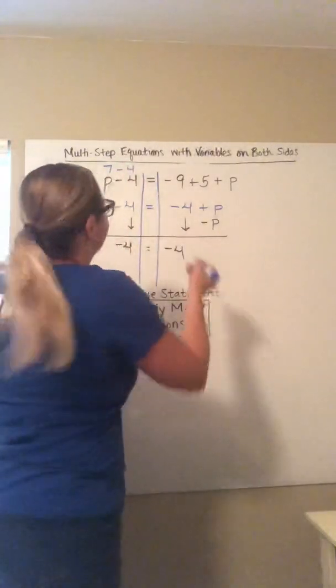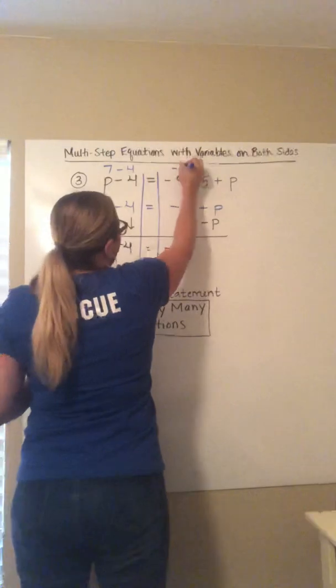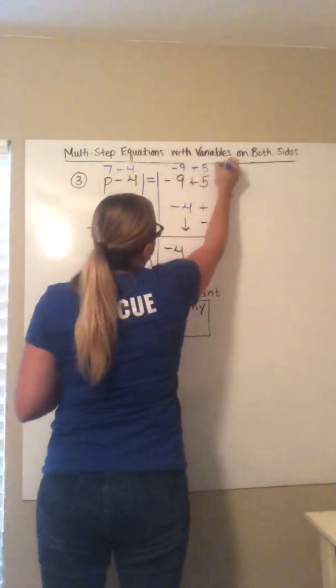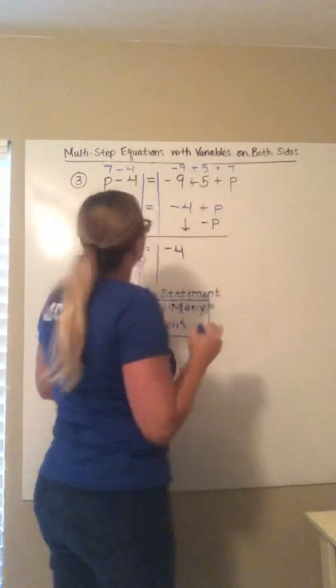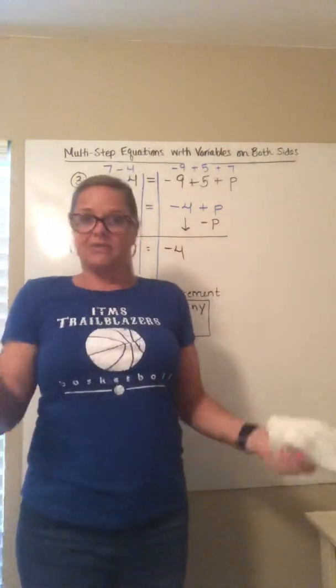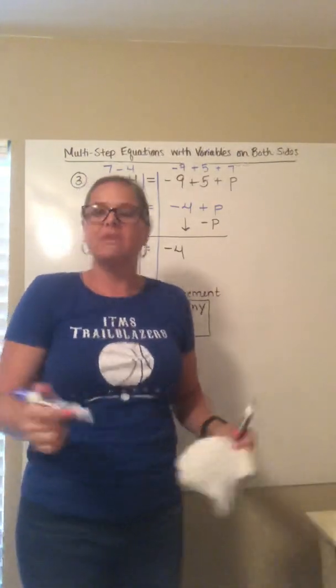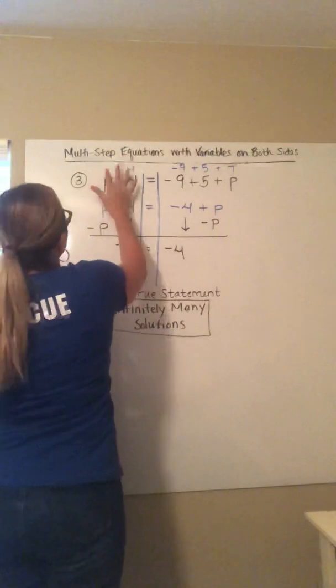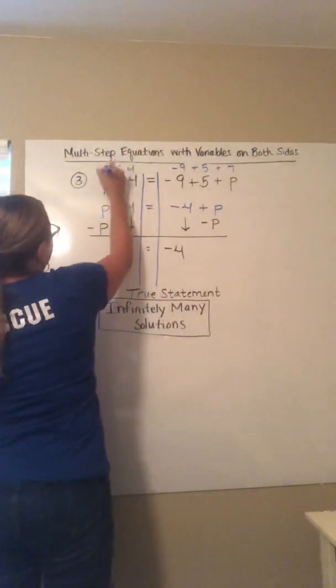3, right? What is -9 plus 5 plus 7? 3. The left and the right side equal each other. Well, what if I didn't use 7? What if you said, well, I don't want to use 7, I want to use 5?